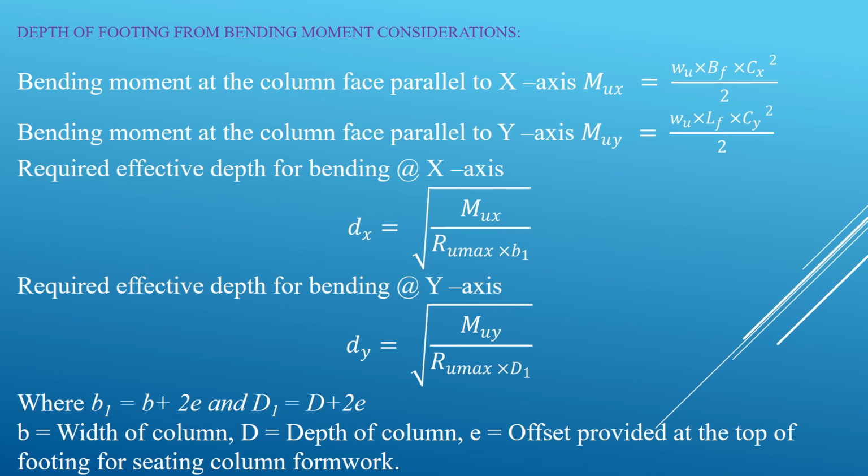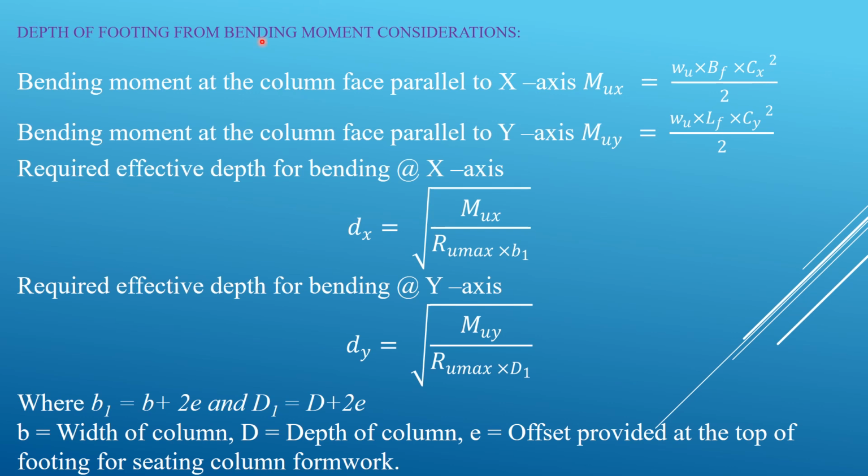Then depth of the footing from bending moment consideration. The maximum bending moment is calculated at the face of the column or pedestal by passing through the section a vertical plane which extends completely across the footing and computing the moment of forces acting over the entire area of the footing on one side of the said plane.